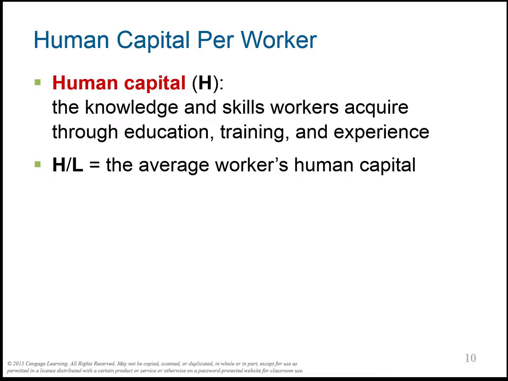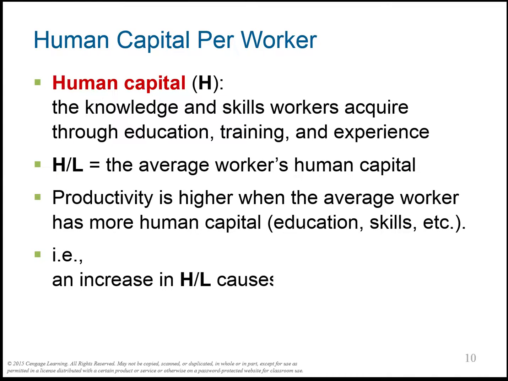Big H is the total amount of human capital. This is really hard to measure, right? Total amount of human capital in the economy. H over L is how much each average worker has. Now this makes sense. When H over L goes up, meaning when each worker has more human capital, that's what that's telling us there. Each worker has more production.